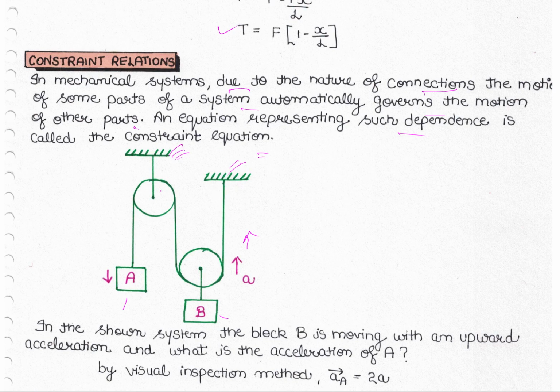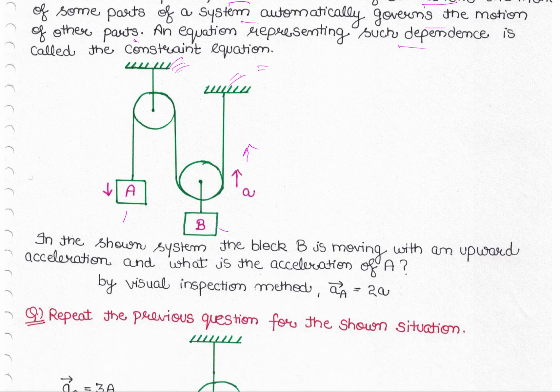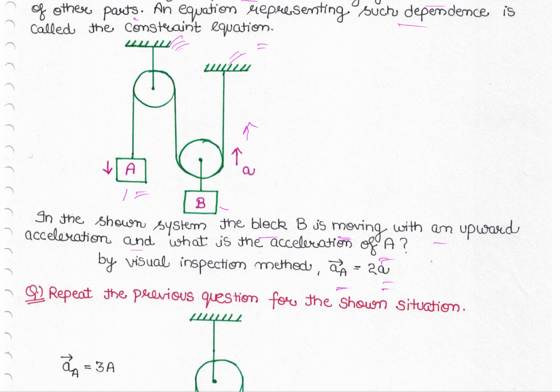Pulleys are attached with this. Okay, in the shown system, the block B is moving with an upward acceleration a. And what is the acceleration of A? Visually we can check that the acceleration of mass A is equal to 2a. Okay, or you can check this with the help of a free body diagram.